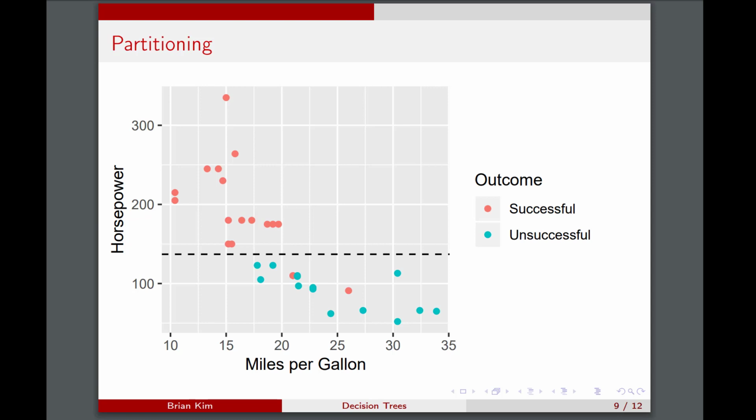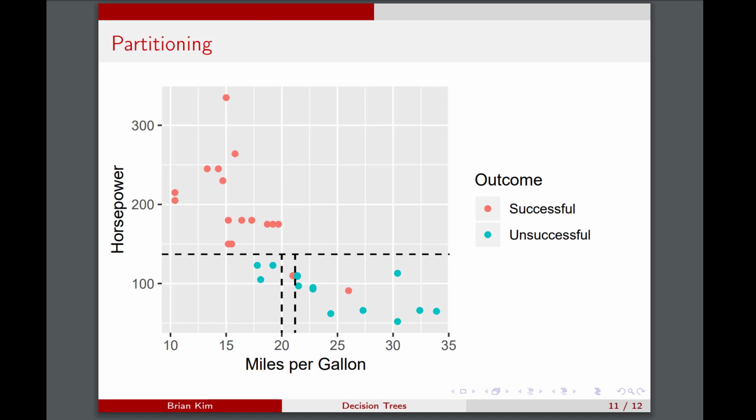And so we keep on going in that tree. We keep on making splits. Right? So we're going to make another split at less than 21 miles per gallon, and then another split at greater than 20 miles per gallon. Right? So this is the visual representation of how that tree was formed.